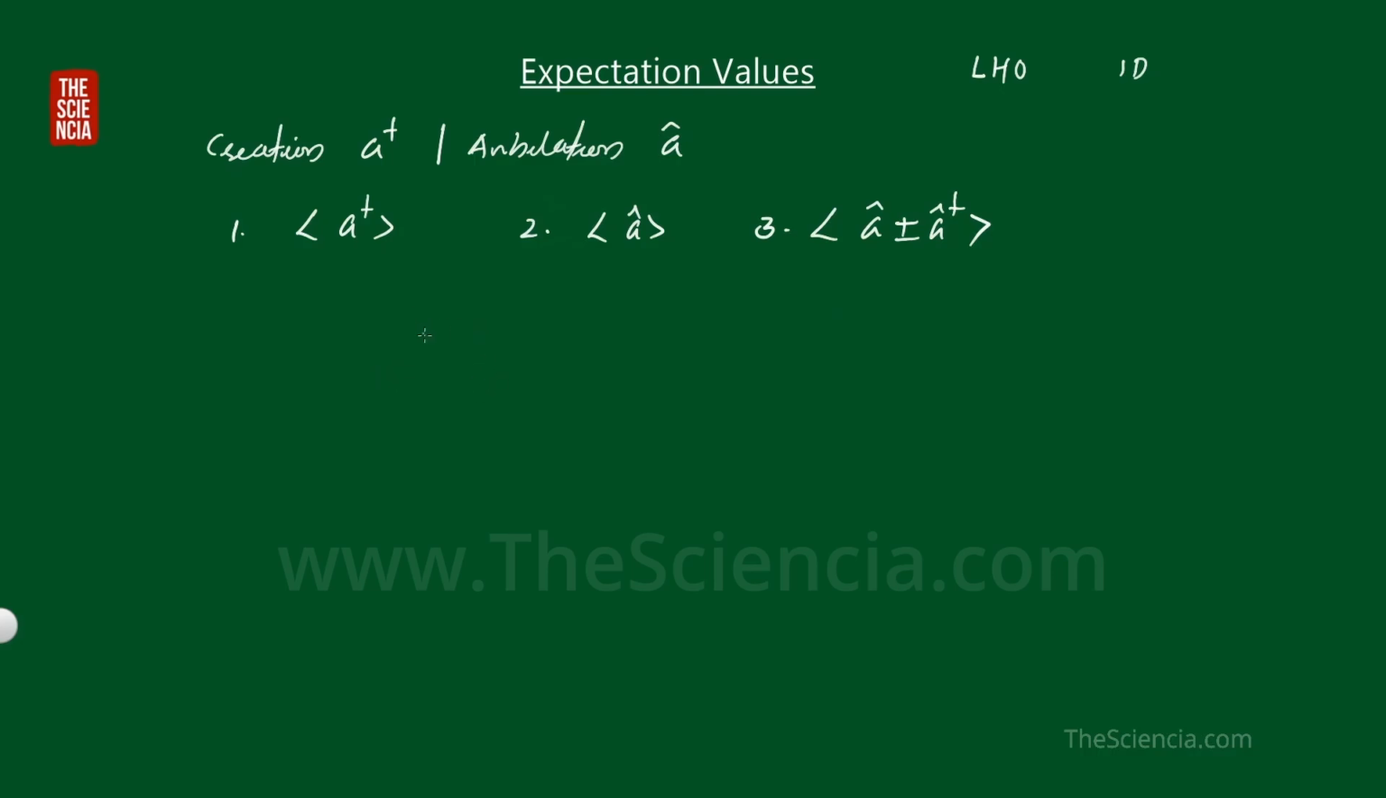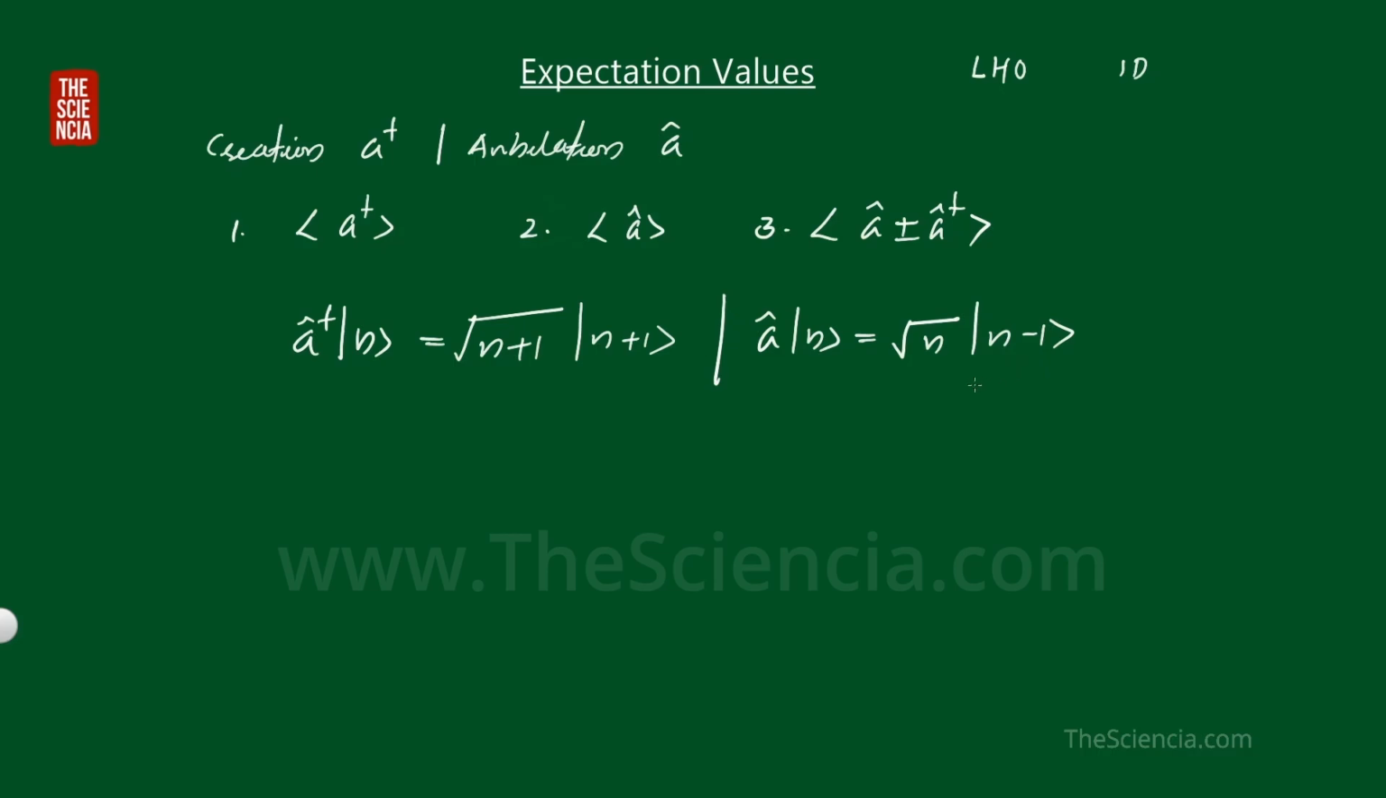Before discussing expectation values, I think you are remembering these things. That is, if a creation operator operates on a certain state n, then we get an eigenvalue, that is root n plus 1, and the state n plus 1. That is, the state is changed from n to n plus 1, and there will be an eigenvalue, root n plus 1. And if an annihilation operator is operating on state n, then we will get root n times state n minus 1. Are you remembering these equations? Please remember, this is very important. Now we want to find the expectation value of A dagger.